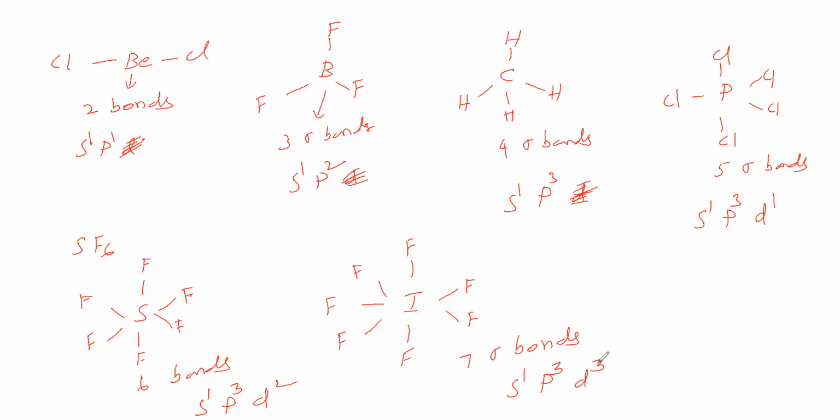Means 3. That 3 you give to D. So what is the hybridization of iodine in IF7? Means sp3d3 hybridization. So like this we have to say hybridization.